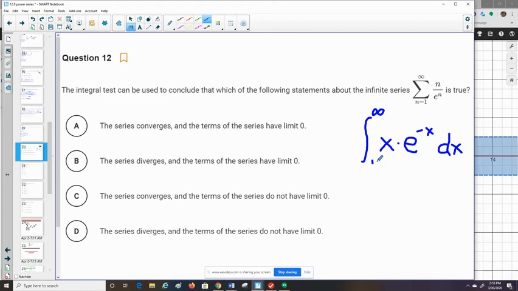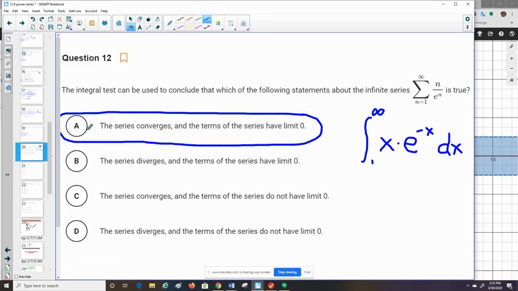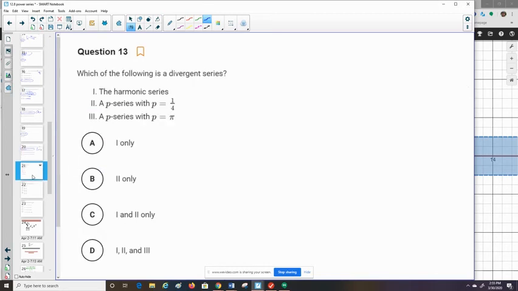When I did this one, I did find that this did exist. I don't remember what value it existed as, but it did exist, which means the series converges. The terms must have a limit of 0, and that is true. I will leave it to you to go back and review your integration by parts. Question 13, which is divergent: harmonic series, definitely a divergent series. A p-series with p less than 1 is divergent, and a p-series with p bigger than 1 is not divergent. So it looks like we've got 1 and 2 as our answers there.